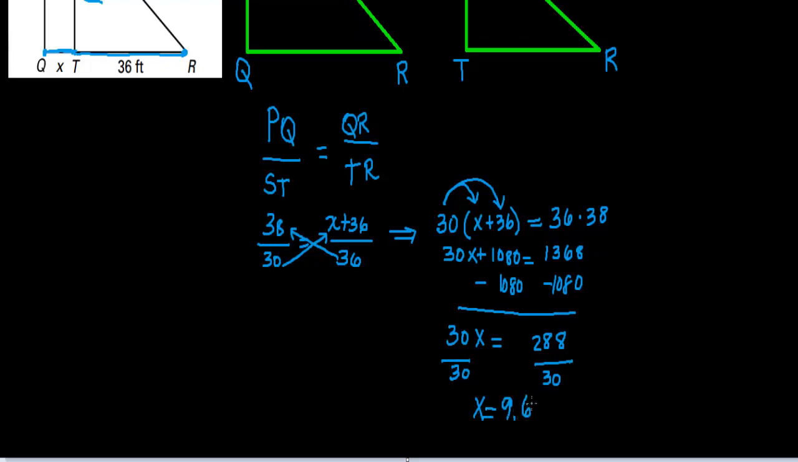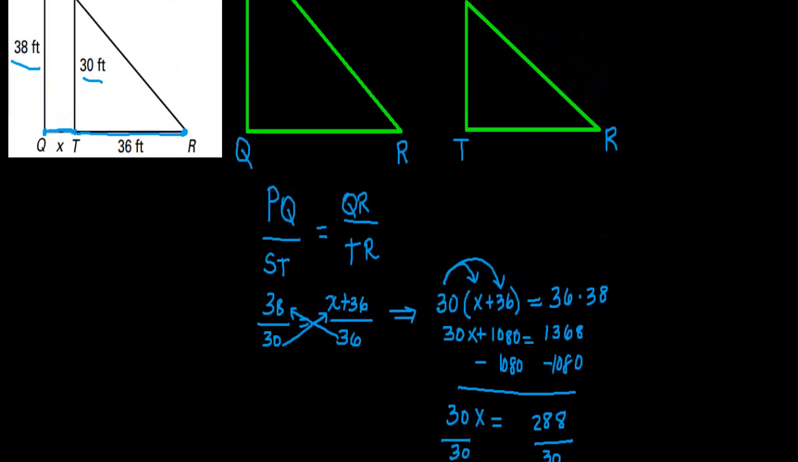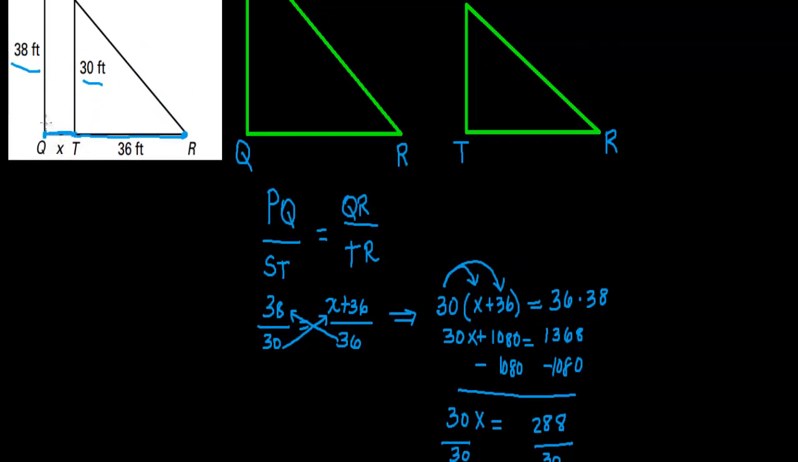Divide by 30, x is equal to 9.6. And remember your units. We're talking about feet in this case. And there you have it. That means that this little piece here, from Q to T, it measures 9.6 feet. And that's how you do this problem.